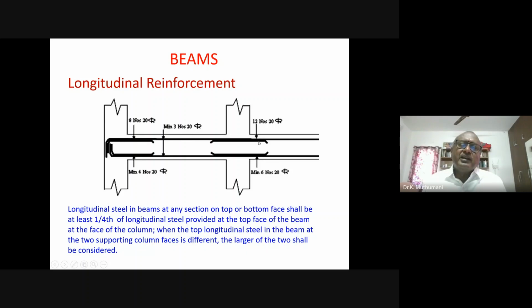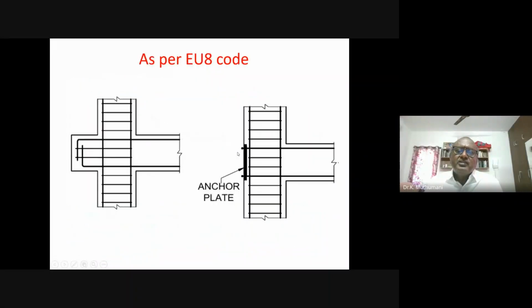Similarly, for the in-between column, suppose 12 numbers at the top, the bottom should be at least 6 numbers of 20. That is what is called 50%. So these are all simple rules that are given in IS 13920 to ensure that you don't have to use these formulas. You simply say that whatever the tension steel you get, if you keep 50%, ductility is good, like that. So this is the way in which you have to understand.